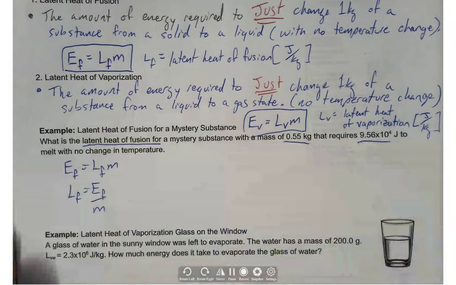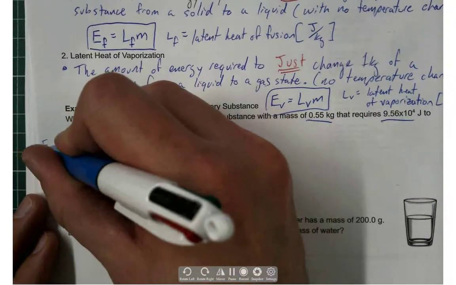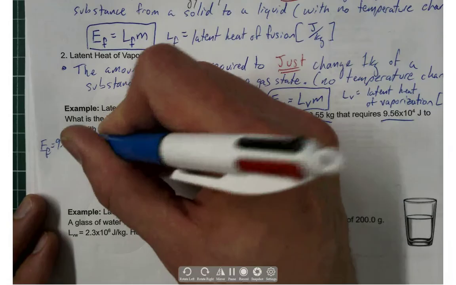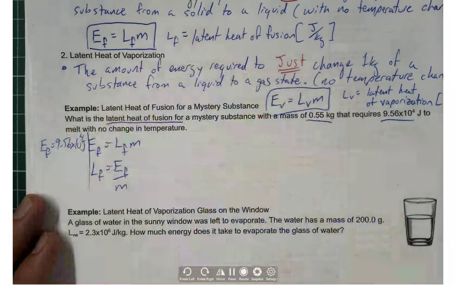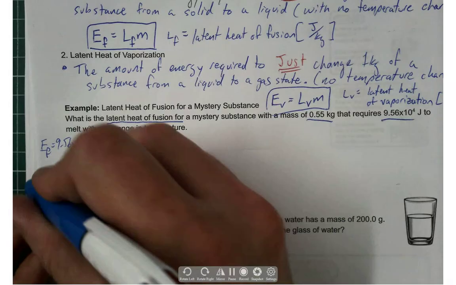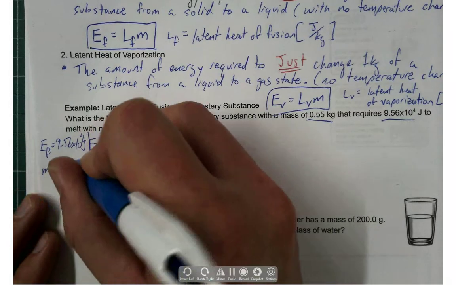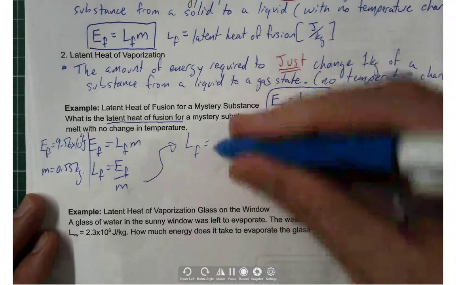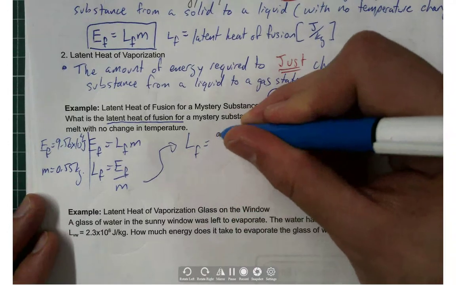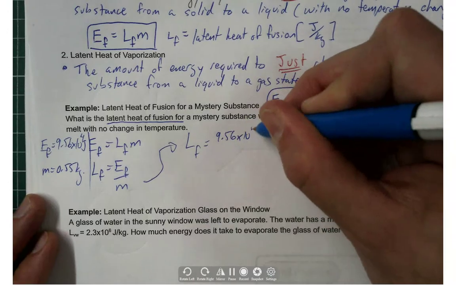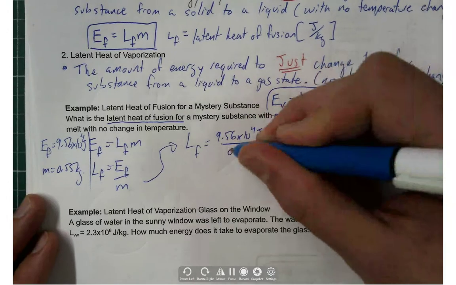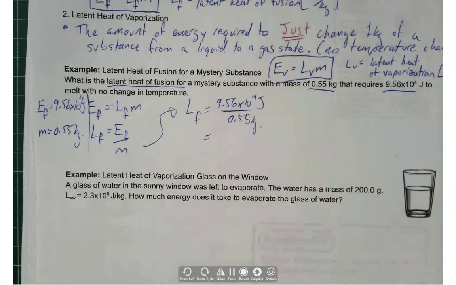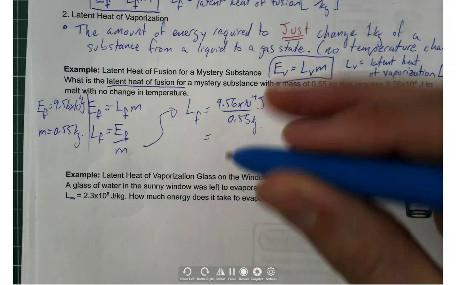In my givens, it looks like I have an EF of 9.56 times 10 to the power of 4 joules. Sorry, I didn't block that off very well. And then the mass is 0.55 kilograms. And so when I go to sub in my values, this is actually not that hard to deal with. I end up getting 9.56 times 10 to the power of 4 joules divided by the mass, 0.55 kilograms. And I get a big number.